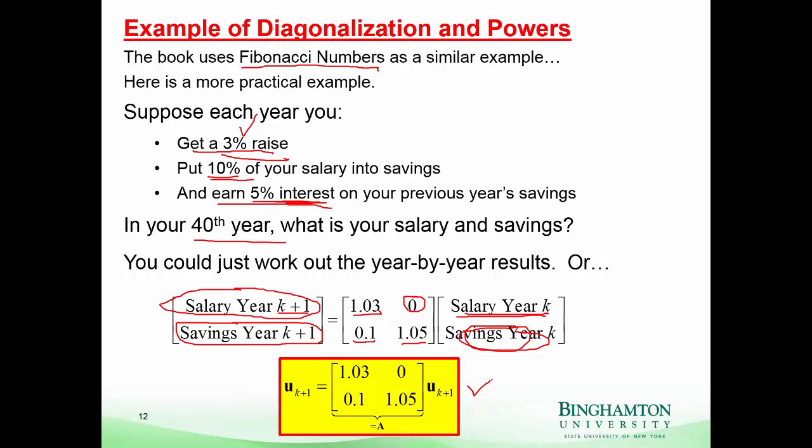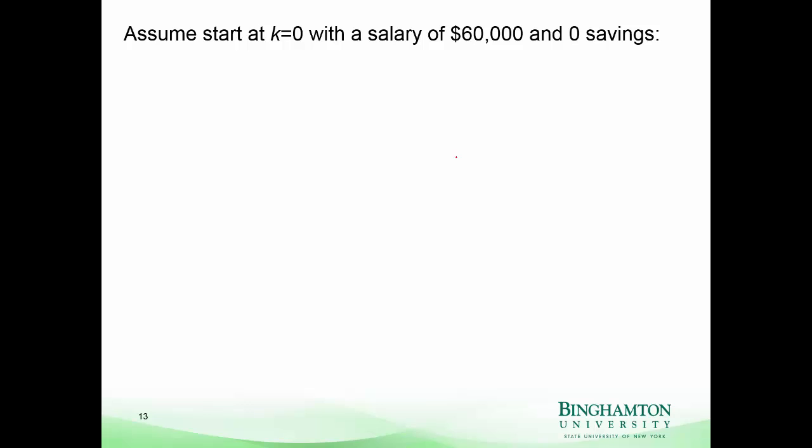And so we can write this as a matrix formula where, I'll have to fix that. This should be U sub k, where U is this salary savings vector in the year k. U sub k plus 1 is the salary savings vector in year k plus 1. And here's some matrix A that holds the information about your raise amount, your investing amount, and your interest amount. Okay, so let's see what we can do with this.